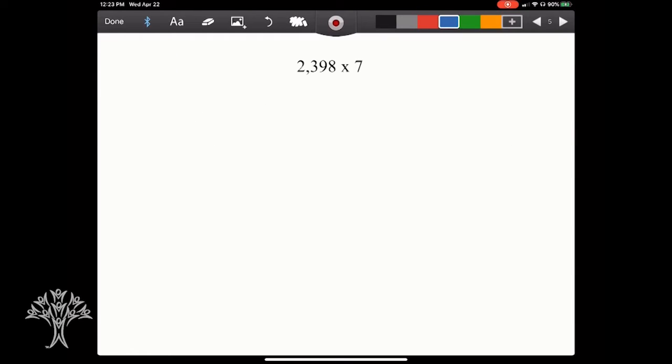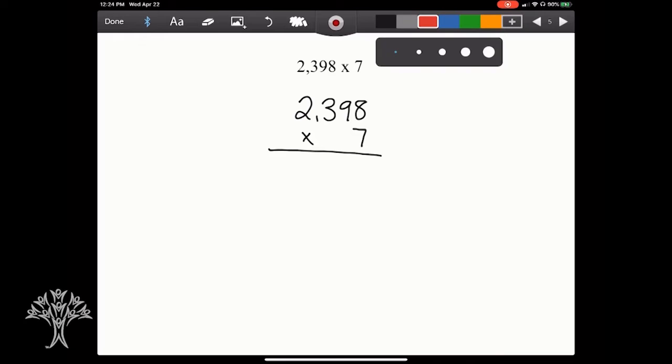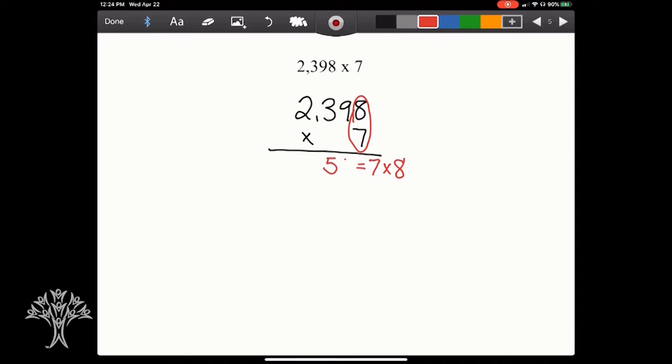All right, so the first one that we are going to practice today is 2,398 times 7. If you remember from last time, I'll walk you through the steps, but the first step is let's set it up in a standard algorithm form. And then I'm going to start breaking out the pieces that I'm going to multiply together, just breaking it out by each place value. So my first one, I have 7 times 8, which equals 56.